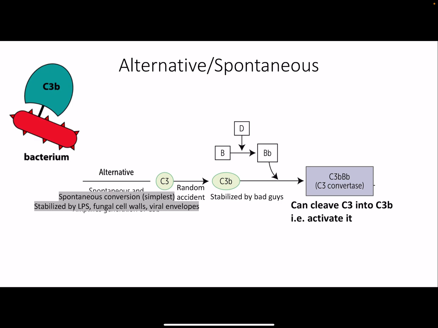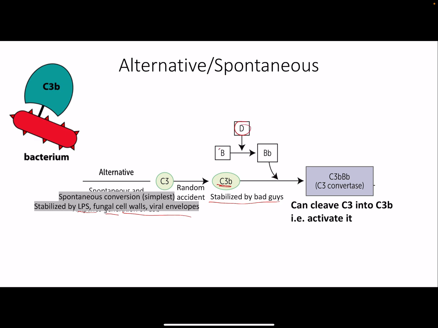So some C3 proteins will just spontaneously do hydrolysis or cleave off the C3a and just become C3b. But this is very short-lived. It's very unstable unless it's stabilized by a bad guy. So some lipopolysaccharide or fungus or bacterial cell wall or viral envelope will stabilize C3b. So C3 randomly turns into C3b, and then it goes away unless there's a bacteria, there's a pathogen there, and then C3b stays around a little bit.